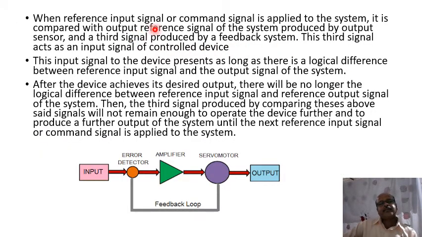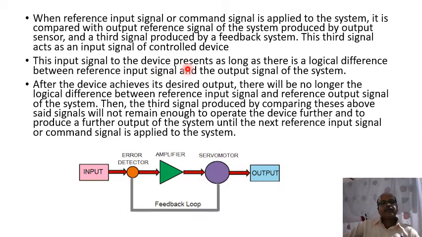When the reference input signal or command signal is applied to the system, it is compared with the output reference signal of the system produced by the output sensor and the third signal produced by the feedback system. The third signal is produced by this error detector. This third signal acts as an input signal to the control device.